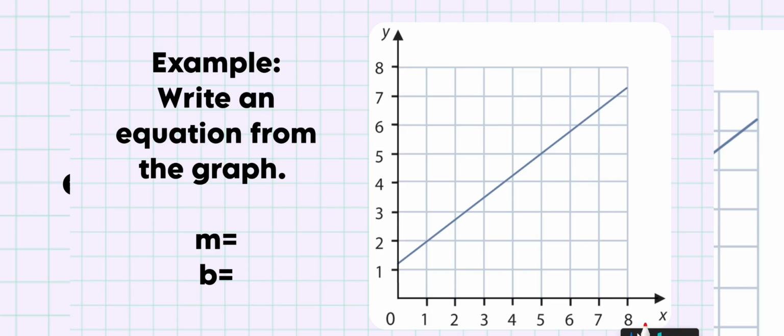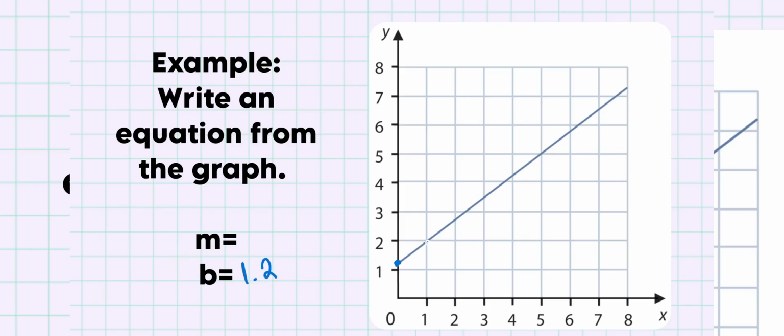Okay, now we are going to write an equation from the graph. In order to write an equation, this is kind of the big one for this topic, we have to be able to find the slope and the y-intercept. So first of all, we are going to find our y-intercept, which is right here. It's between 1 and 2, but it's closer to 1. So I'm going to say my y-intercept is about 1.2.